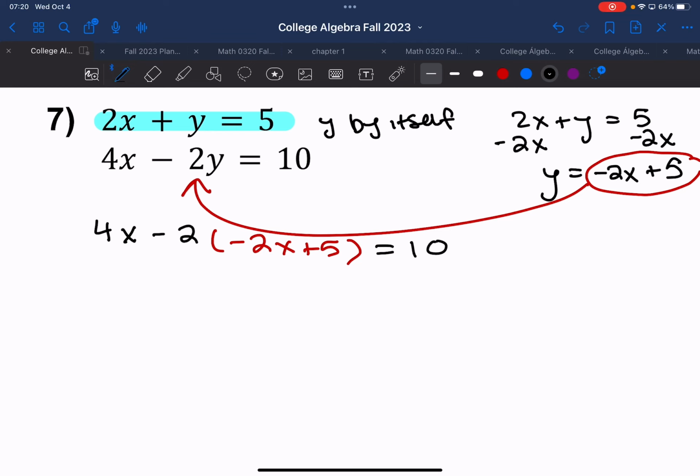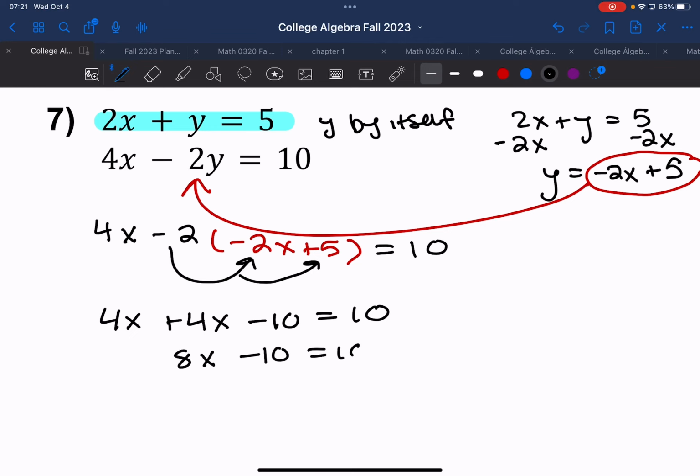So what would be our first step now that we have an equation of all x? Distribute the 2 or the negative 2? Negative 2. So we have 4x, and what's negative 2 times negative 2x? 4x. And what's negative 2 times 5? Negative 10 equals 10. What are my like terms on my left side? 4x and 4x, which gives me 8x minus 10 equals 10. And then I'm going to add 10 to the other side, and I get 8x is equal to 20.